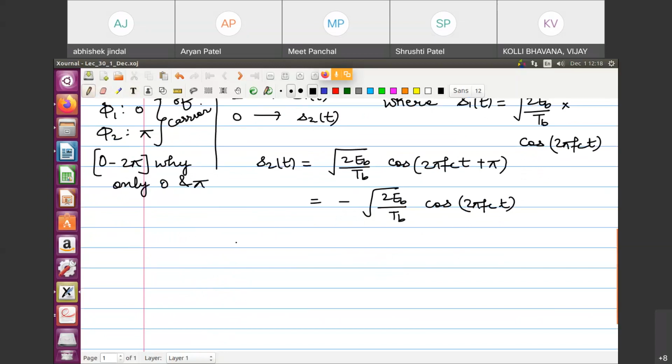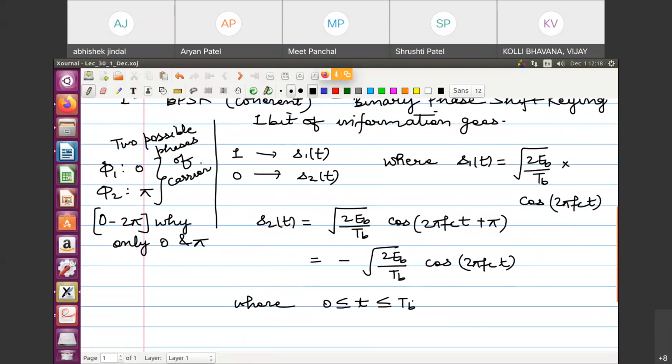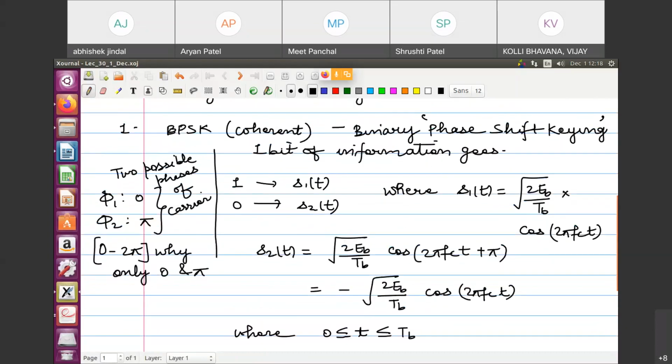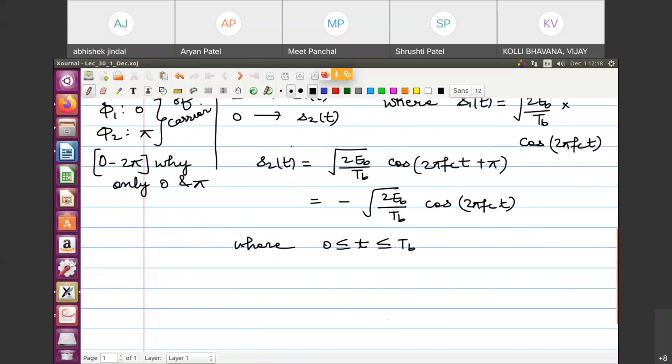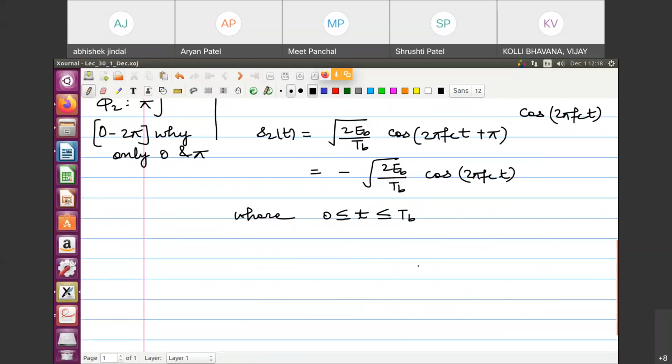And remember that where it is important, t lies from 0 to tb. So obviously when we motivated the passband system, we said Ts and T, that is the symbol time. But in the BPSK case, because you are encoding only 1 bit of information, your symbol time and bit time are the same. So Tb instead of T, there will be Tb.